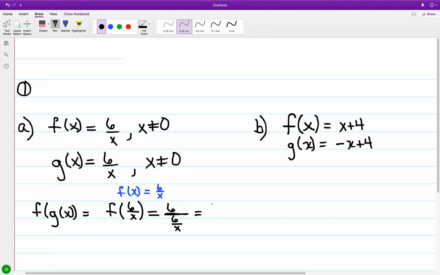And dividing by a fraction will be the same as multiplying by the fraction's reciprocal. So you have 6 times x over 6, and so that will be equal to x.